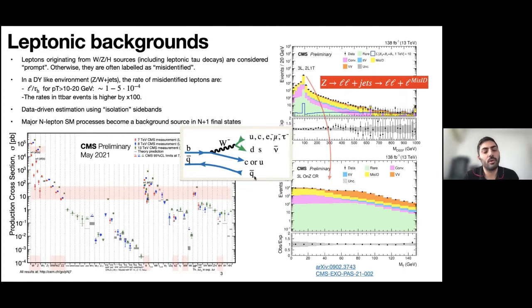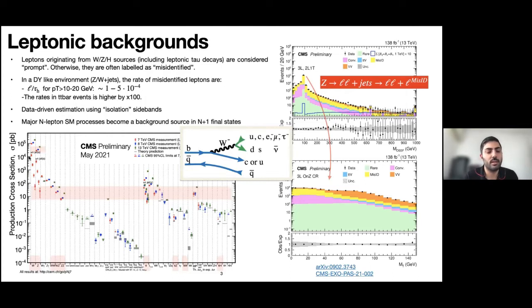And although this may look like a not-so-common process, it turns out that if you have a Drell-Yan-like environment with W's or Z's plus jets, the rate of such leptons being produced from flavored meson decays is at the level of 10 to the minus 4. While that looks like a small number, that happens to be exactly the ratio of the W or Z production cross section at the LHC, which may give you one or two prompt leptons as I just defined above, to the level of dibosons or t t-bar. So this ratio of 10 to the minus 4 actually makes major N-lepton standard model processes, where N can be one or two in this picture, a major background source for the N plus one lepton final state.